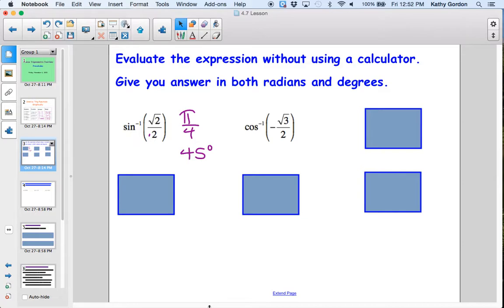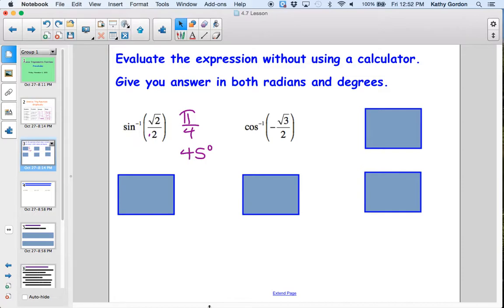Good. All right, so we can still use the hand to get the reference angle. So which finger do I need to put down to get a square root of 3 over 2? The ring finger. Okay? So which angle does that finger represent? 30 degrees, or pi over 6. So as a reference angle, we know we're dealing with pi over 6.